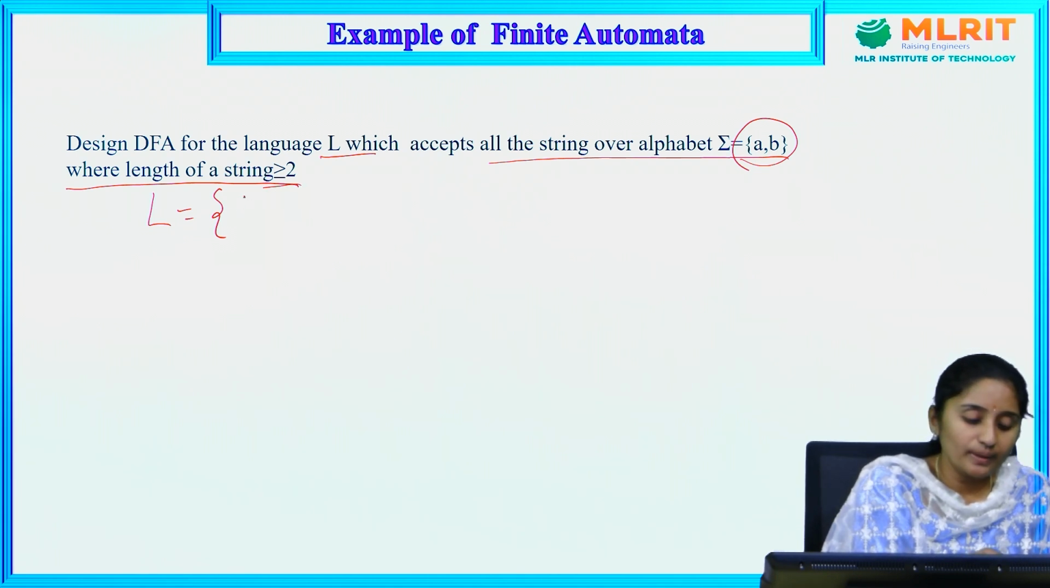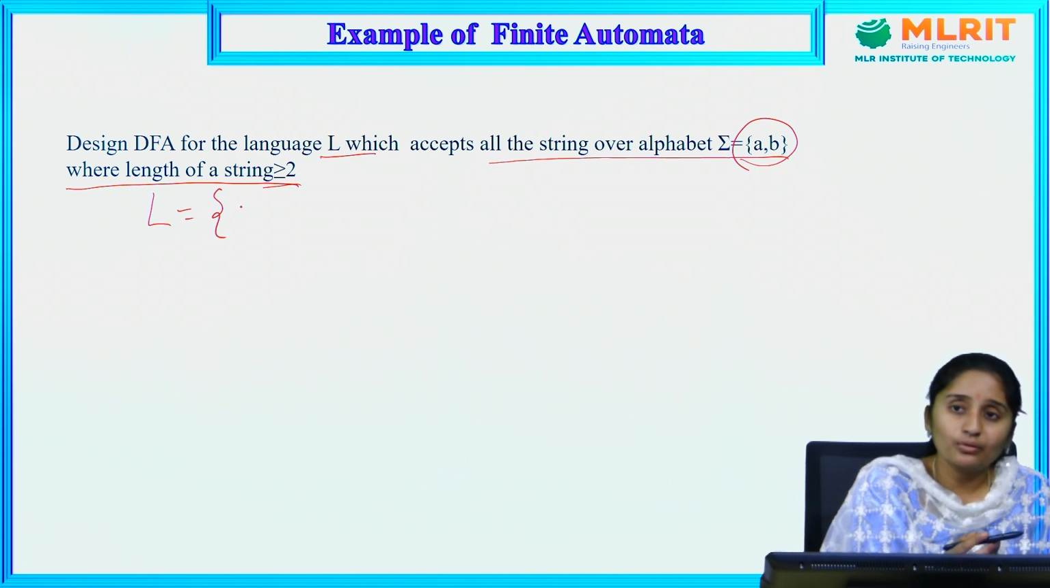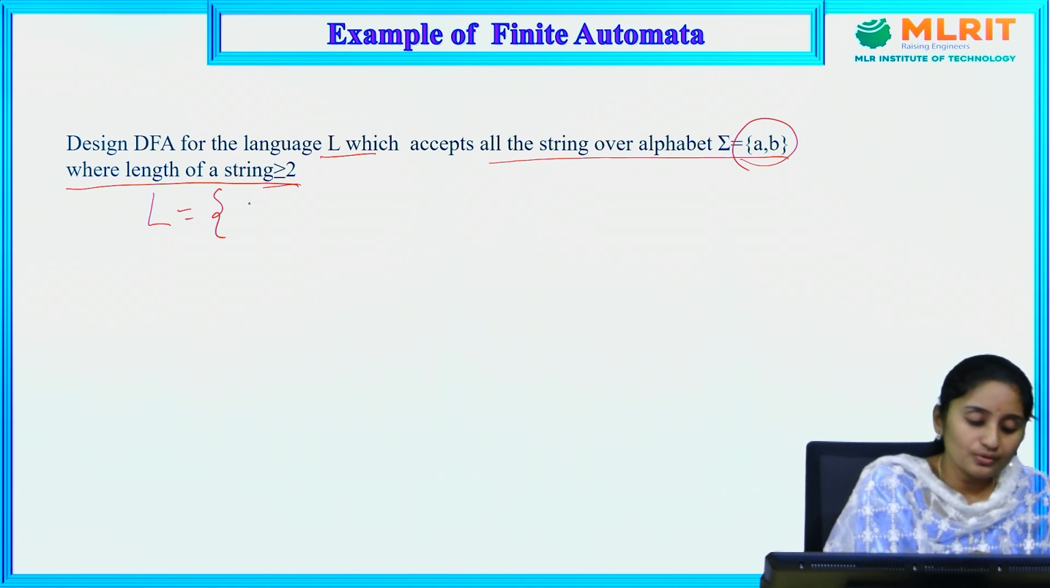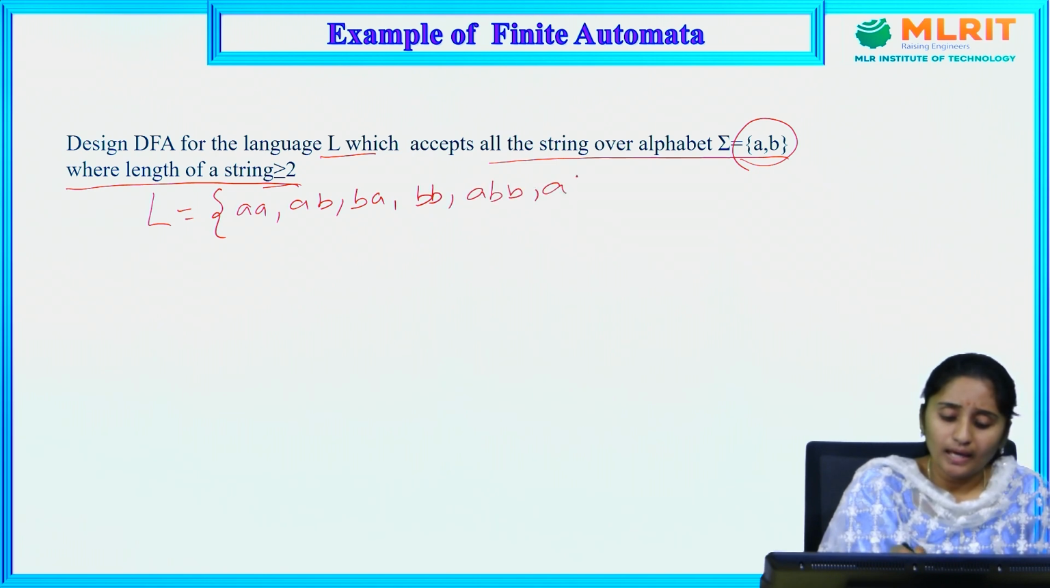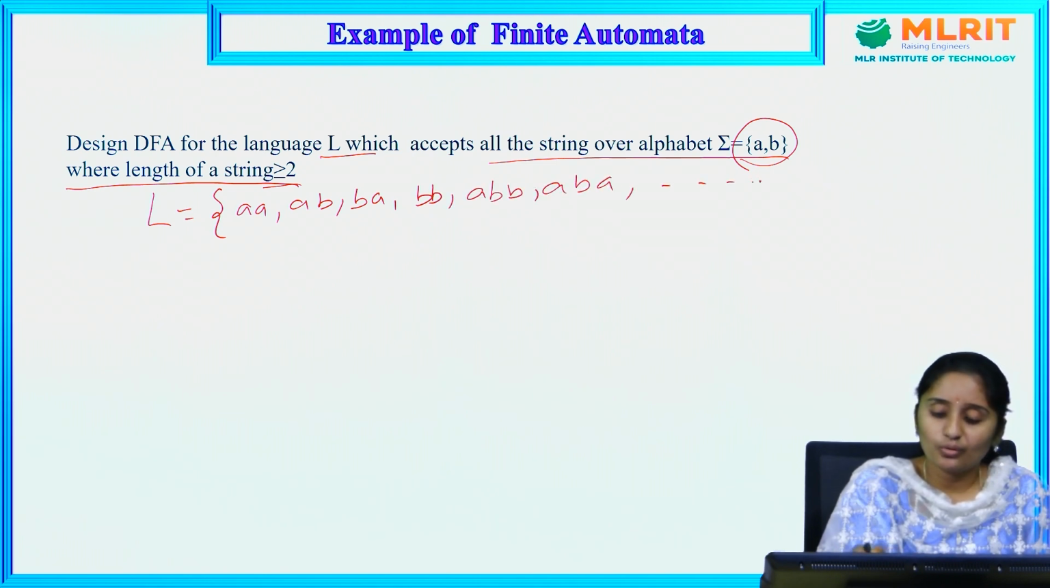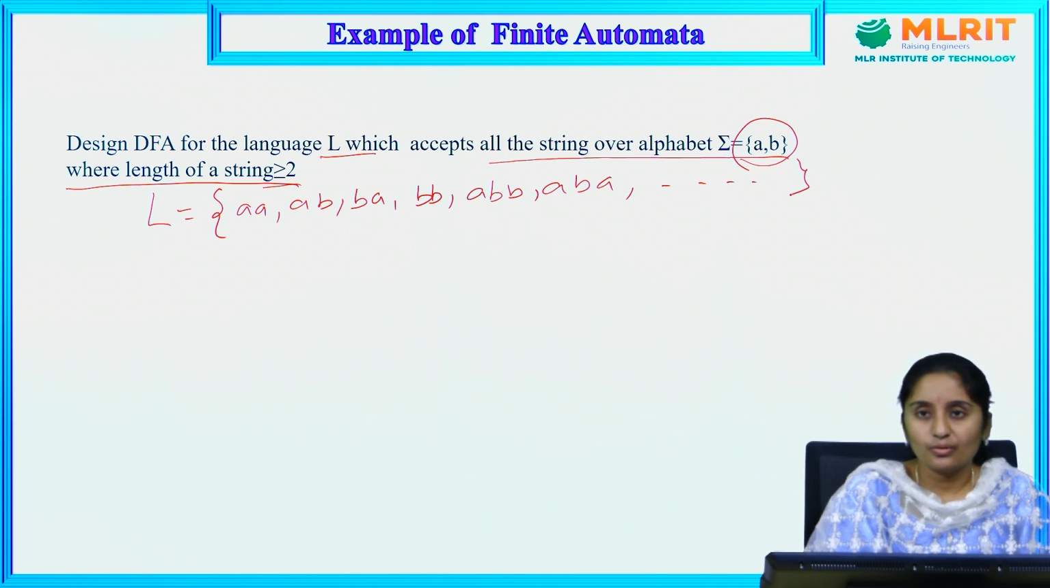So what will it be? Length of the string greater than or equal to 2 is nothing but I can have 2 or 3 or more. Nothing but AA, AB, BA, BB, ABB, ABA, and so on. So this is the string I am having, where the length of the string is greater than or equal to 2. So this is the language.